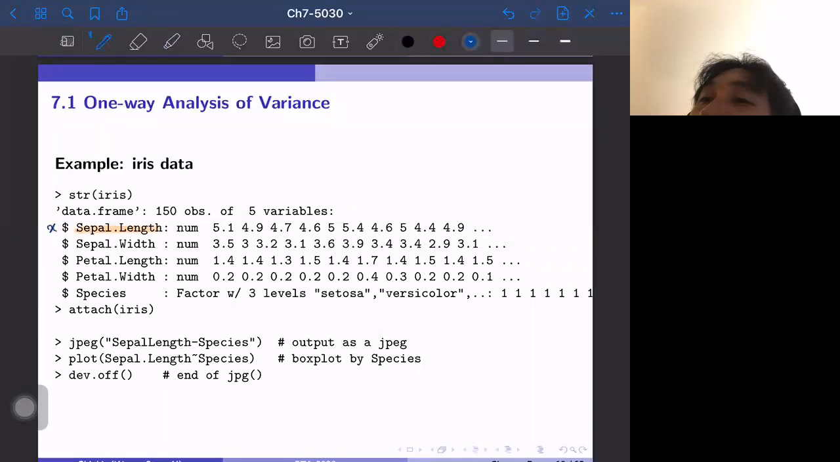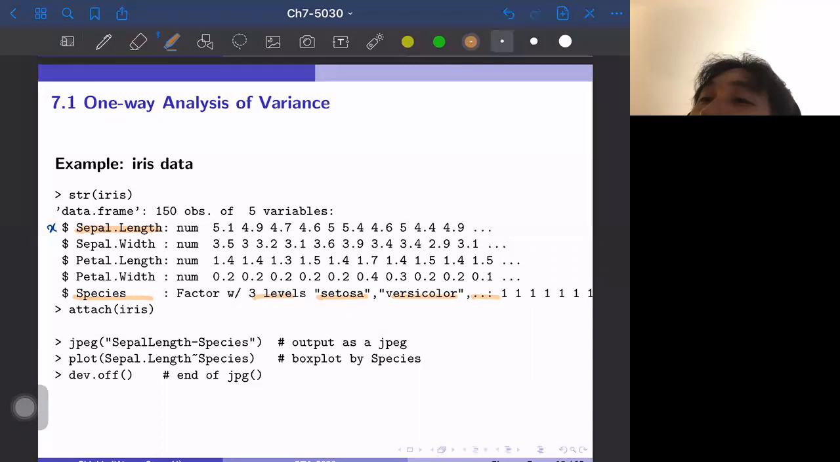And we have the factor. The factor is the species. We have 3 species, setosa, versicolor and virginica. So we have 3 levels. So we analyze the sepal lengths by species.